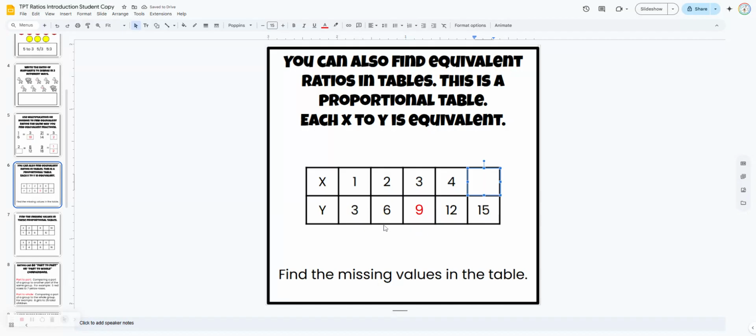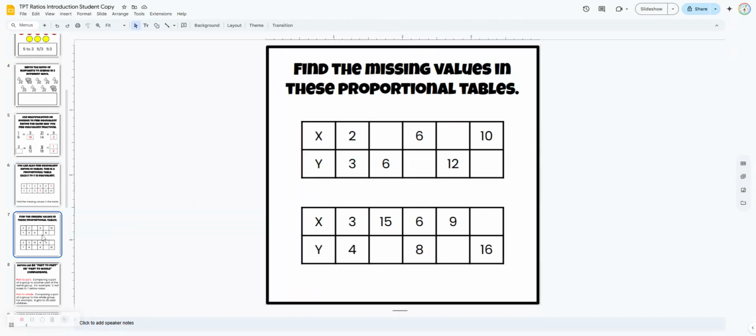Now here to get 15, I would multiply times 5, and if I multiply 1 times 5, I'm going to get 5 here. So all of these ratios then will be equivalent. They're going to do the same thing on the next 2 tables, making sure all the ratios are equivalent.